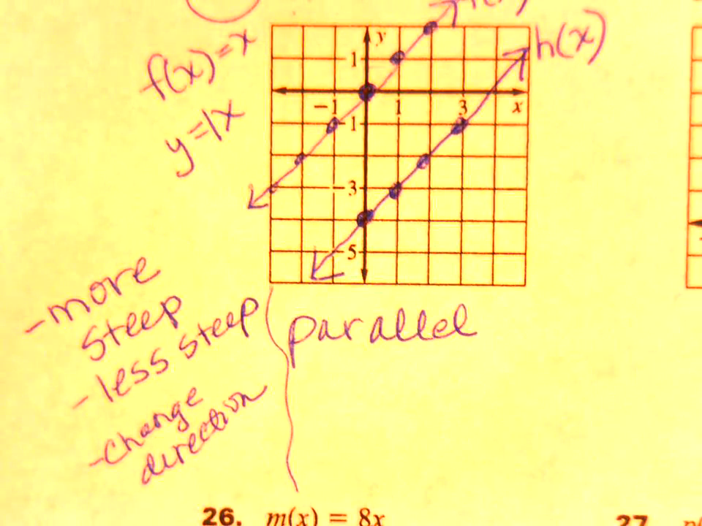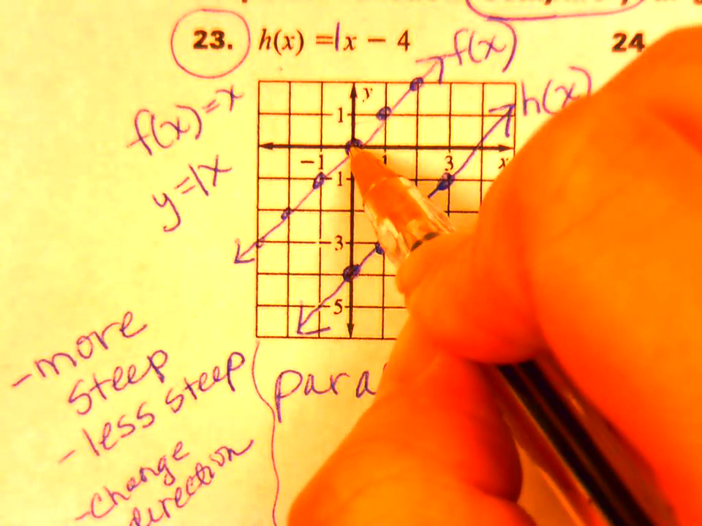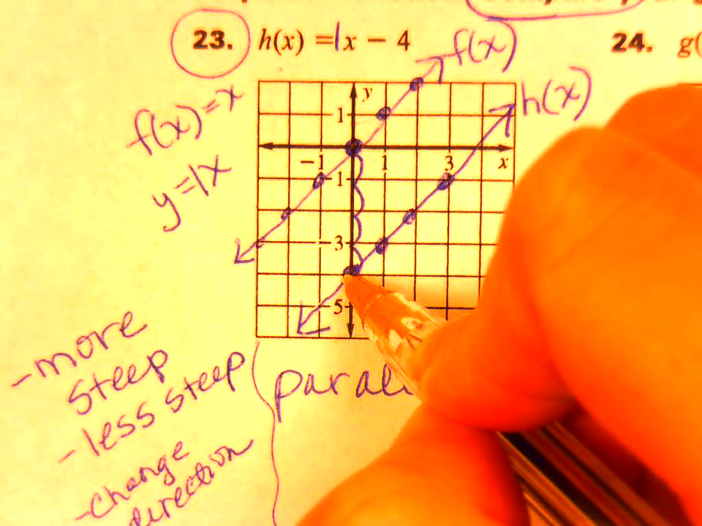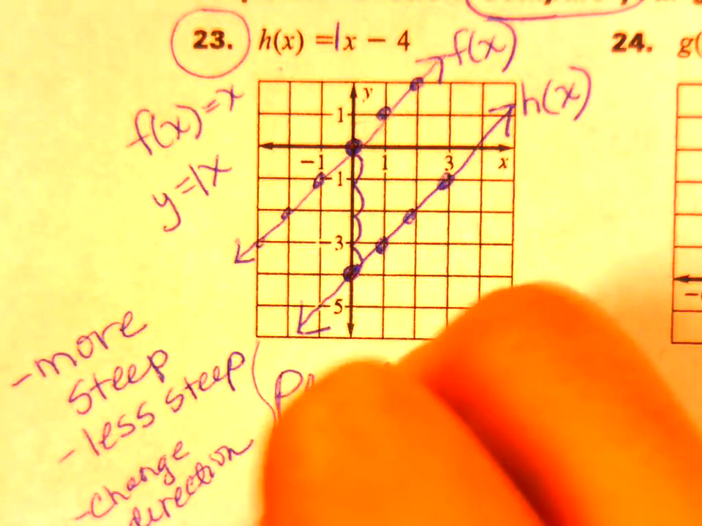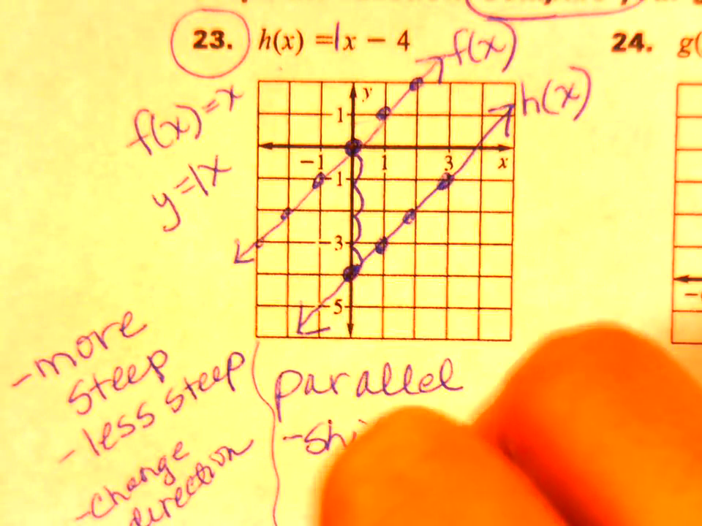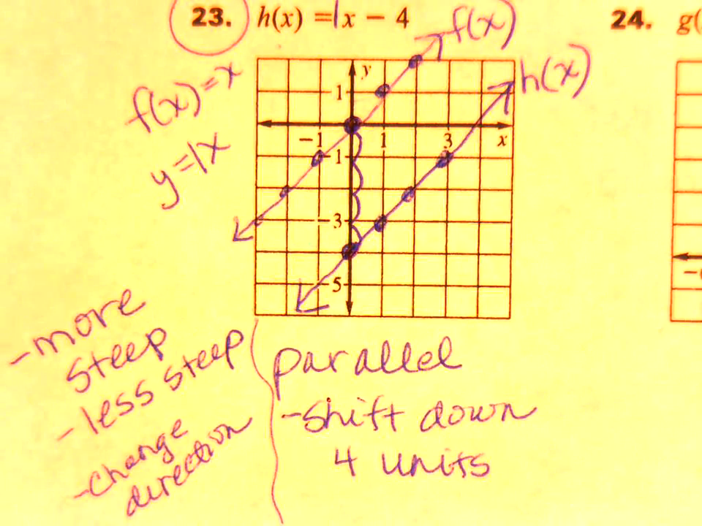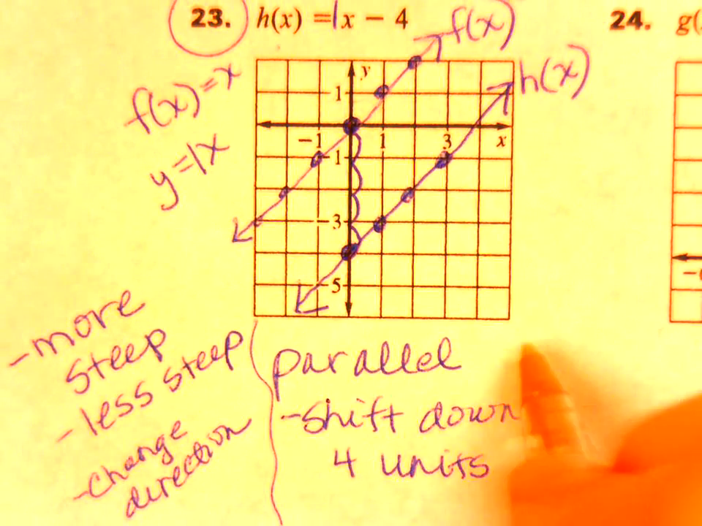Okay, so parallel. Then the next thing you're going to talk about is if there's been a shift up or down. Okay, this one, since this is the parent, it is shifted down 1, 2, 3, 4 units. So you're going to say shift down 4 units. Okay, and that's just the way that mathematicians say it. They say it shifts up or shifts down, and later on we'll talk about things that shift left and shift right, but right now we're just talking about shifting up and down, okay, because that's its y-intercept. So those would be the only things you would say on this one.